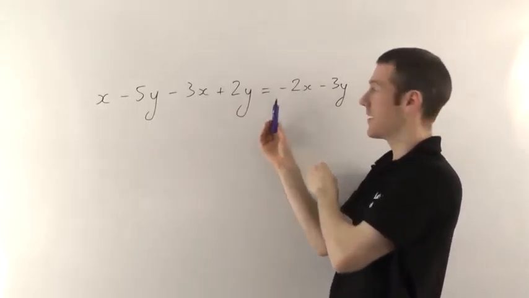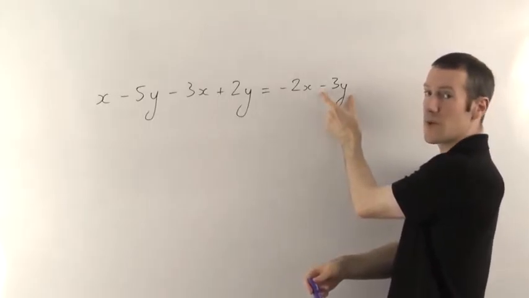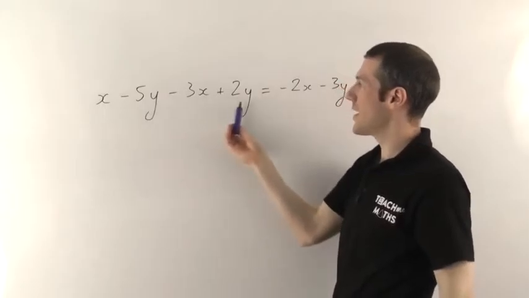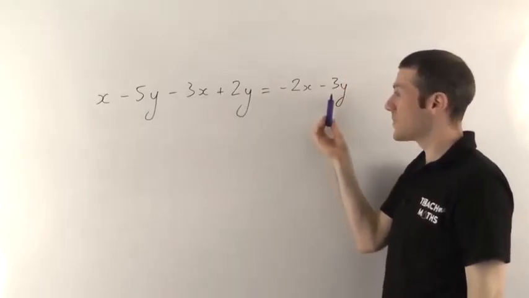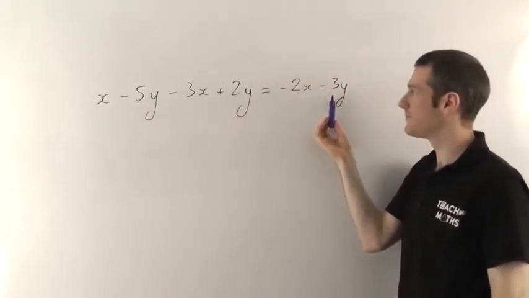That's why there's a minus sign there. The minus sign that's here attaches to the 3y. It's a negative 3y because if you have negative 5y and you add 2y, you end up at negative 3y. Yeah, minus 5 plus 2 is minus 3.